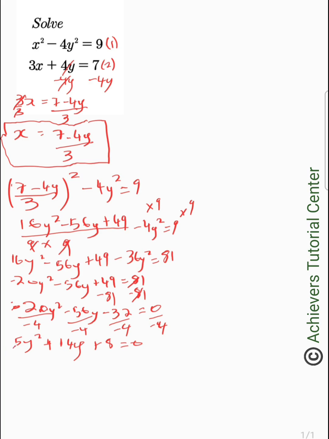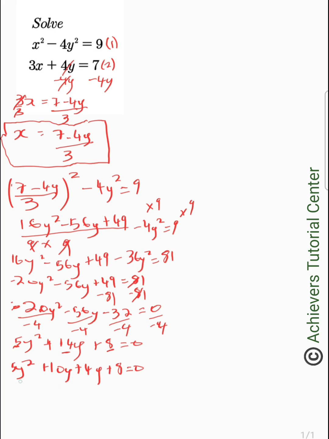So when we get to this point, we're simply going to multiply 5 by 8, and that gives us 40. When we find 40, we are going to look for two numbers that when we multiply them, they give us 40, and when we add them, they give us the middle term, which is 14. Those two numbers are 10 and 4. So we are going to split 14y into those. So it's going to be 5y squared plus 10y plus 4y plus 8 equals 0.